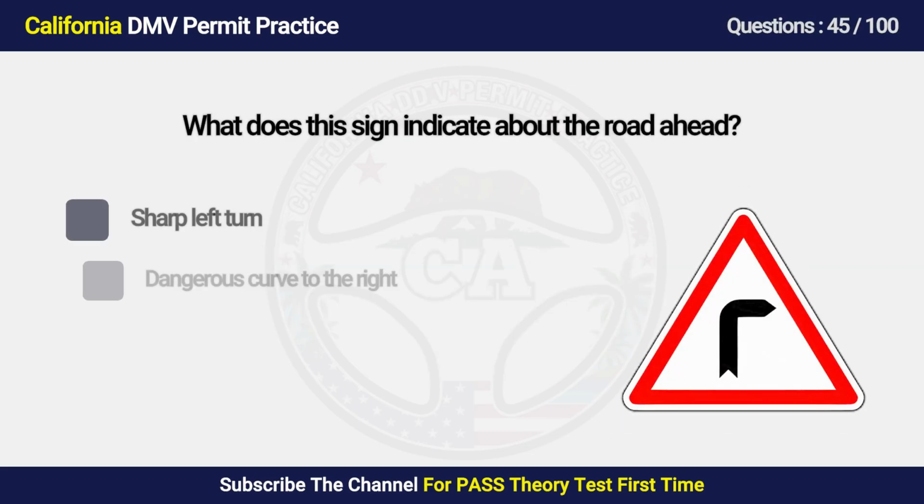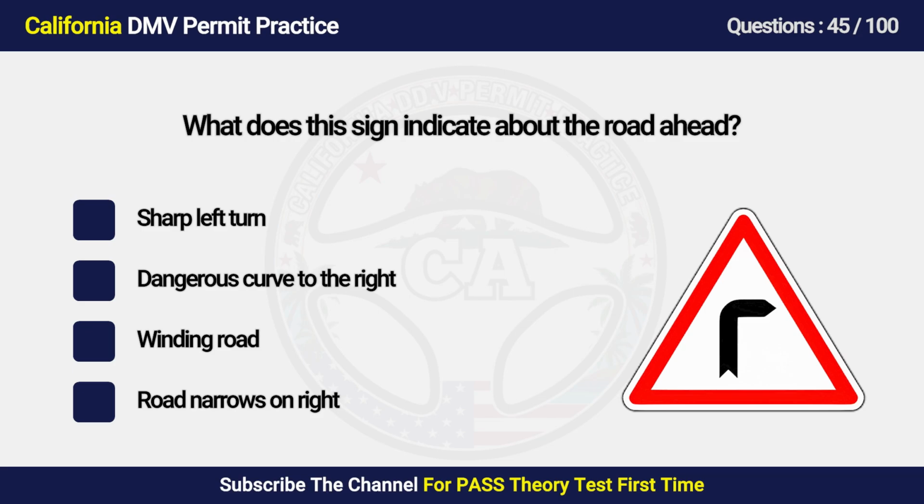Question 45. What does this sign indicate about the road ahead? A. Sharp left turn. B. Dangerous curve to the right. C. Winding road. D. Road narrows on right.